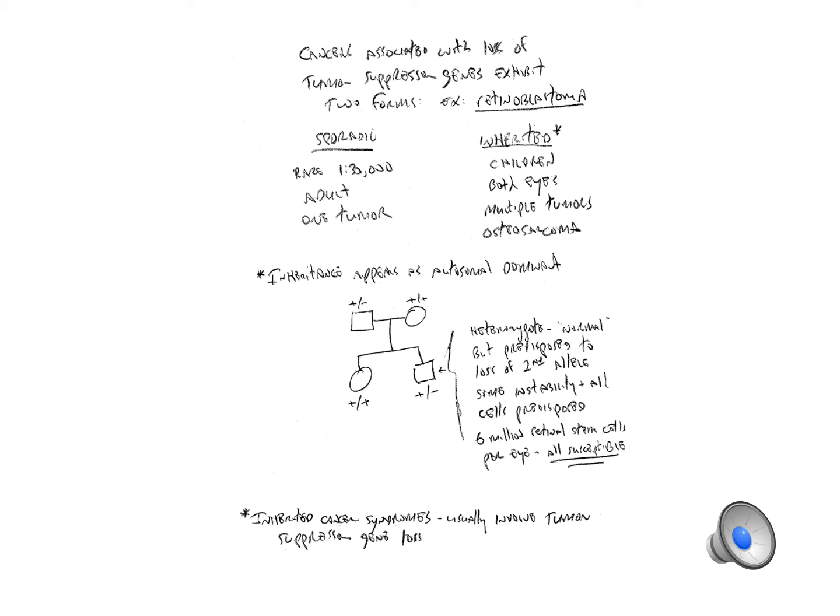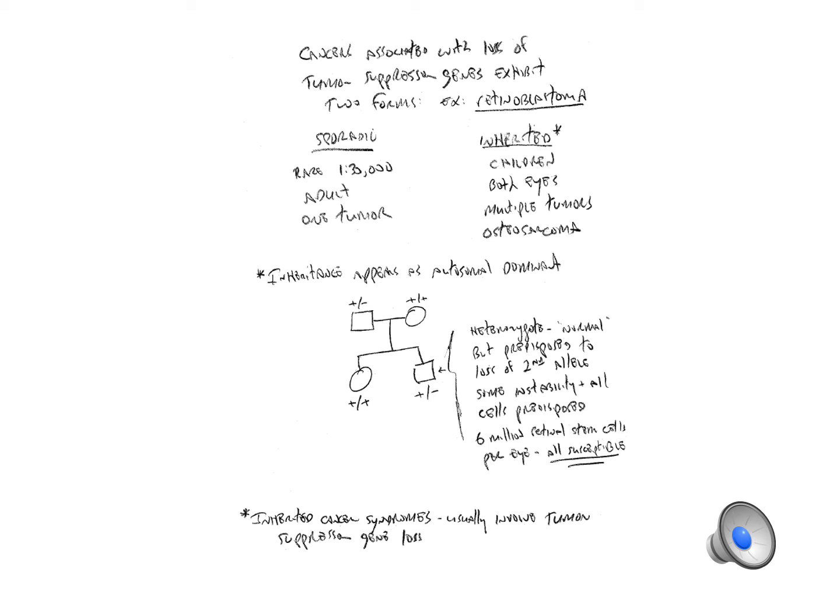So if you were going to set up a pedigree, you would see that that person getting the tumor inherits like an autosomal dominant. The father would have had it, maybe he was cured of it. So it inherits as an autosomal dominant. That's why we see it in the inherited form, occurring young, both eyes, multiple tumors, and then also other cancers later in life.